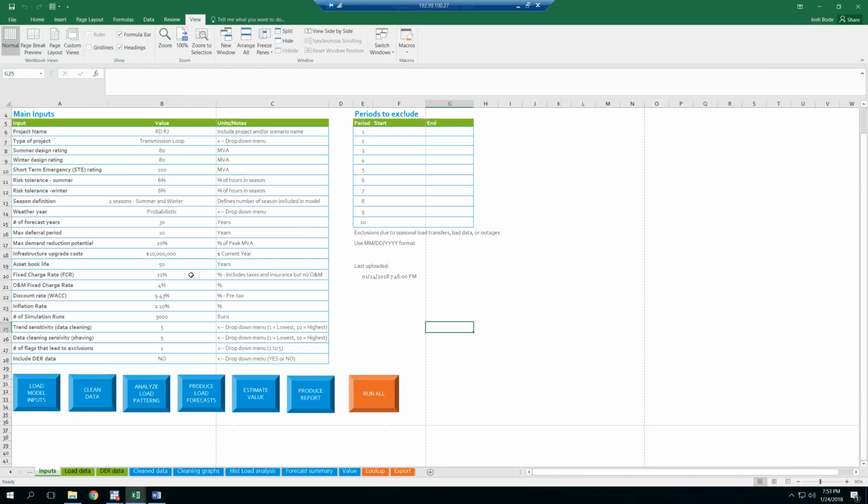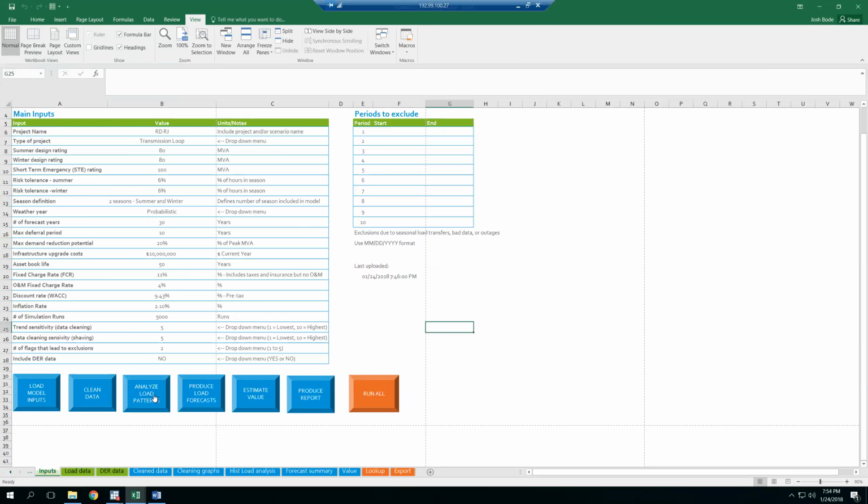So welcome back. In this session, we're going to discuss the analysis of the historical load data. Now, this is pretty much an automated step. The only thing you have to remember before you analyze the load data is to load the model inputs, clean the data, and then analyze the load data.